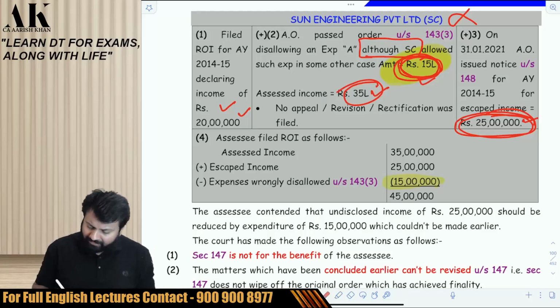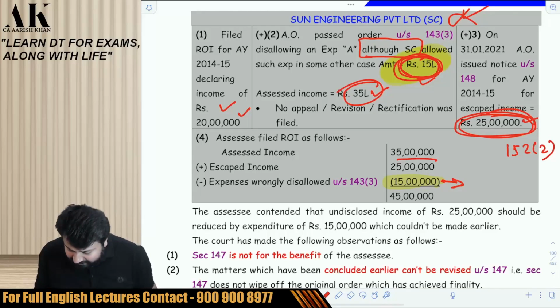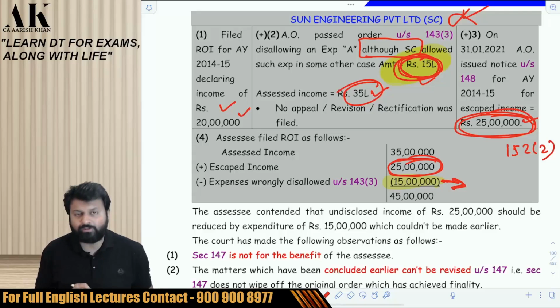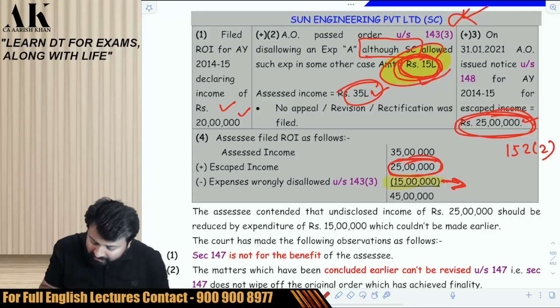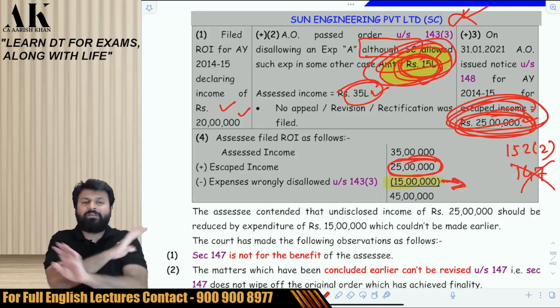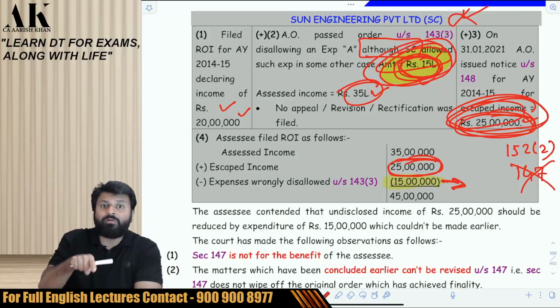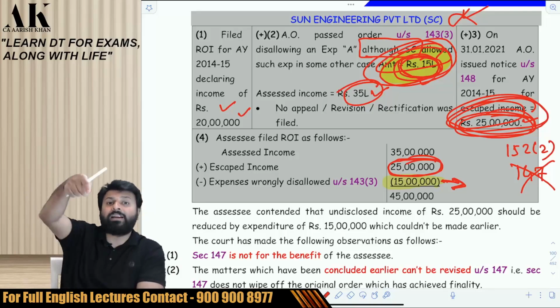Then the government, after this judgment, came up with section 152 subsection 2. What does it say? Listen carefully please: if this amount is greater than this amount, it means your wrongly disallowed expenditure is greater than your escaped income, then you can tell the department to drop section 147 and the department will drop 147, because your escaped income is a smaller amount and the disadvantage that happened to you earlier is a larger amount.